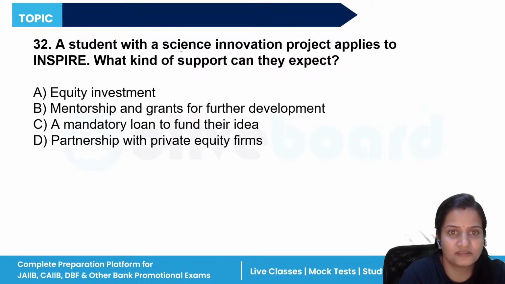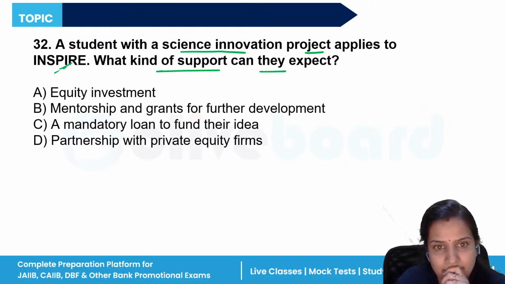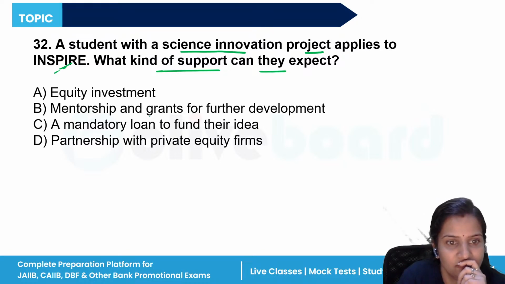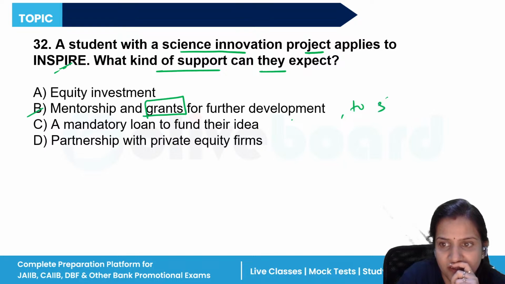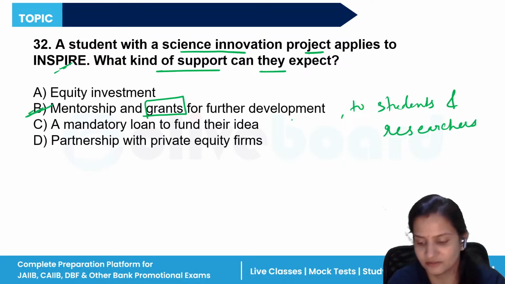Now, a student with a science innovation project applies to Inspire. Okay, we have seen Inspire. What kind of support can they expect? We have seen one word over there. It grants mentorship and grants for further development to students and researchers. Clear? So option B will be the correct answer.